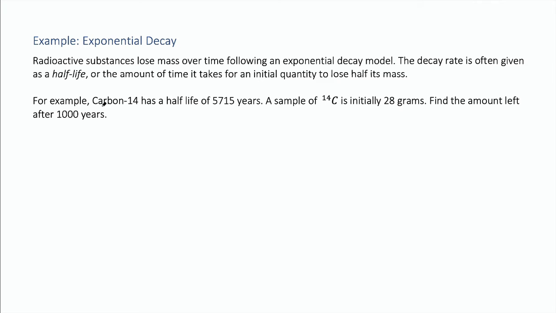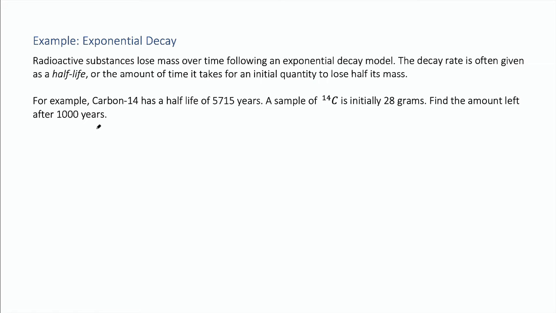For example, carbon-14 is one of the most commonly used substances where we're measuring decay rates because it helps us to date things. That's what carbon dating uses. So carbon-14 has a half-life of 5,715 years. A sample of carbon-14 is initially 28 grams. We'd like to find the amount left after 1,000 years.